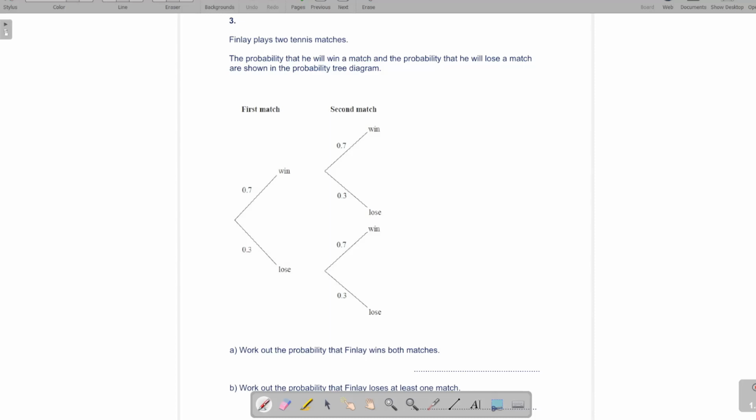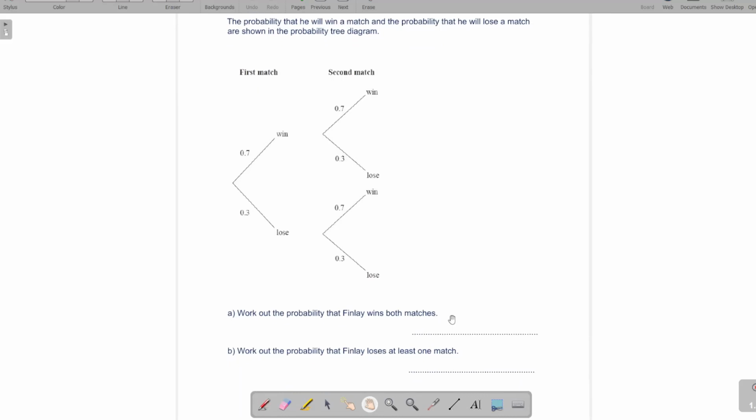Let's move to question 3. Finlay plays 2 tennis matches. The probability that he will win a match and the probability that he will lose a match are shown in the probability diagram. Work out the probability that Finlay wins both matches. So that is along the branches. Win and win: 0.7 times 0.7 is 0.49.